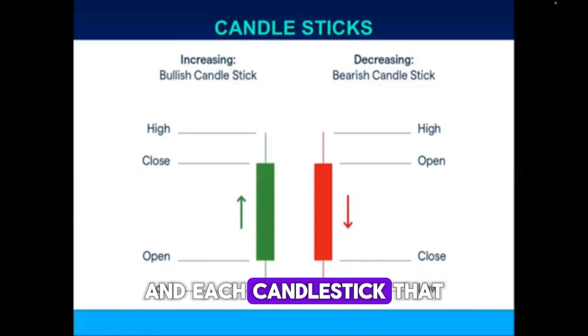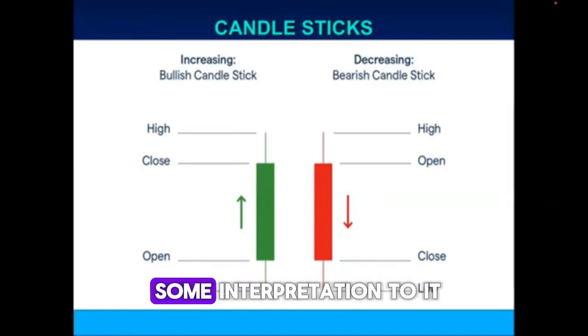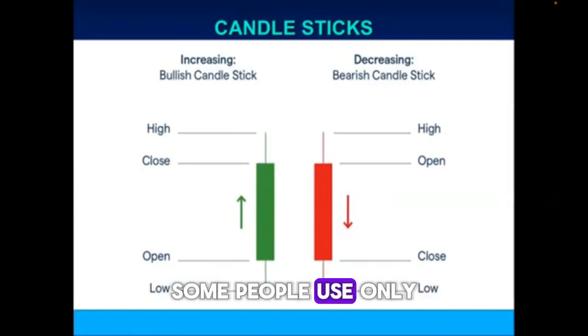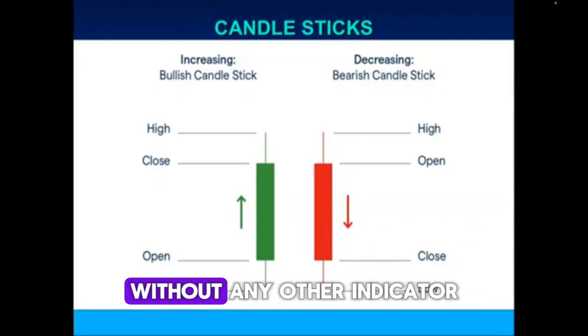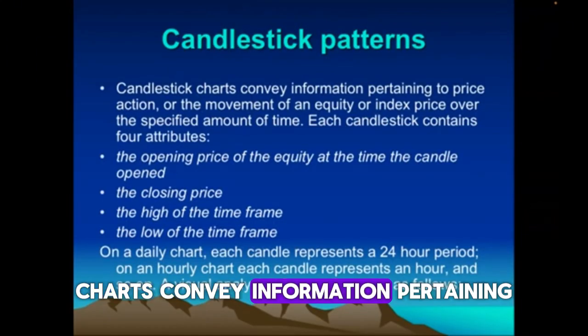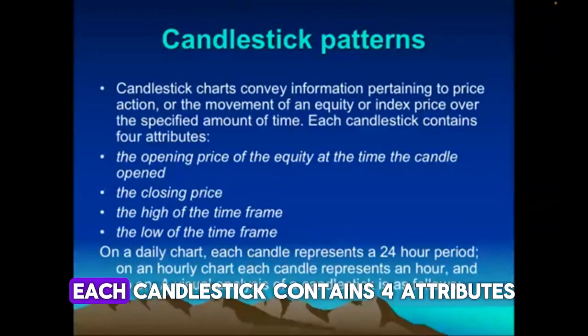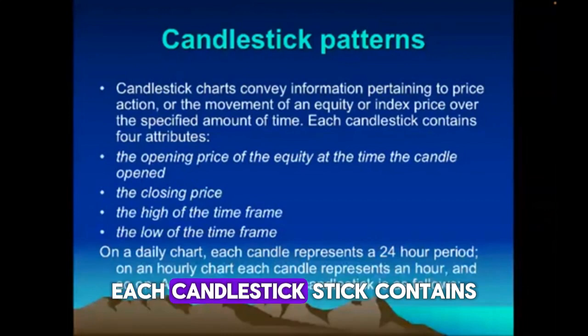Each candlestick that you see like this has some interpretation to it. Some people use only these candlesticks to trade without any other indicator. So candlestick charts convey information pertaining to price action, or the movement of one equity or index price, over a specified period of time. Each candlestick contains four attributes. Please note this. Each candlestick contains four attributes.